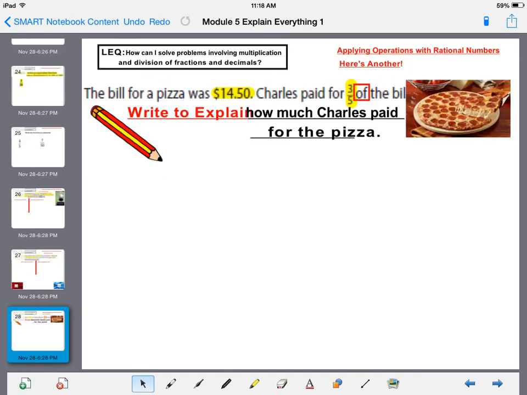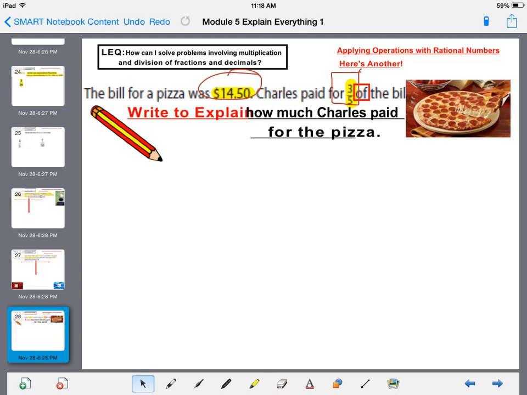And this is our final slide. Let's take a look at this question. The bill for a pizza was $14.50. Very important. Charles paid for 3/5 of the bill. Now, how much does Charles pay for the pizza?